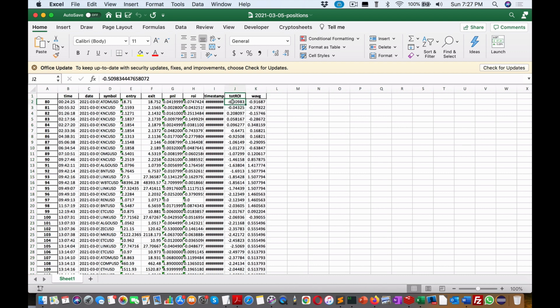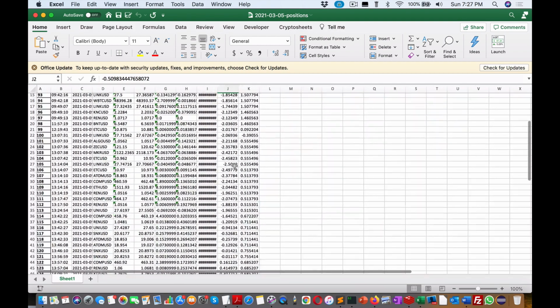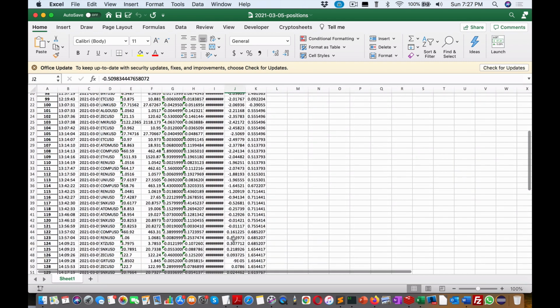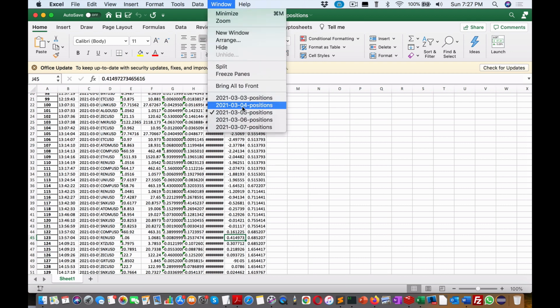So here, the 5th, this was pretty well like a bloodbath, really. It was nothing but negative. Maybe here as a peak, so that would have taken 45 positions to reach 0.41%. So you're looking between 30 to 50 positions a day, I would think.